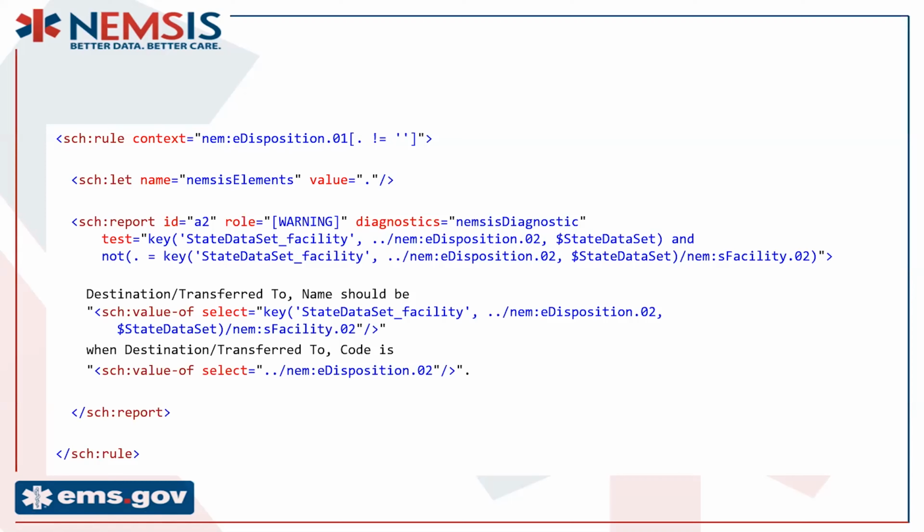This one is going to say that the destination name should be XYZ when the destination code is 123. This is equivalent to that hard-coded rule that I showed you earlier where it had all those pairs of codes and names, checking each pair. Here's the way to do it using the key and your state data set. We've already set up the state data set, we've already set up the key, and now I'm going to create a Schematron report element.